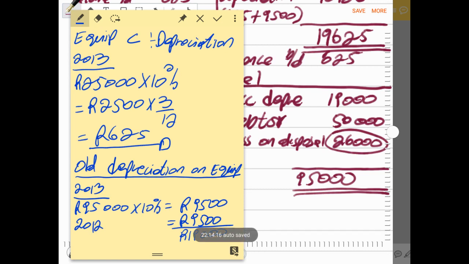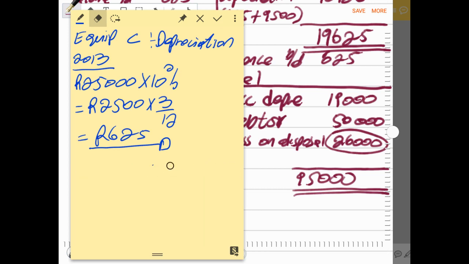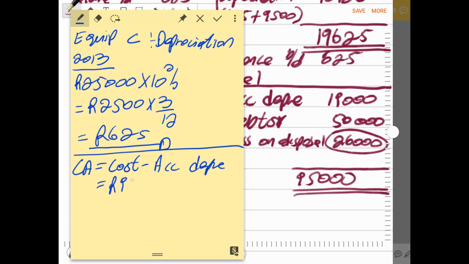So now in this case, we have to calculate our carrying amount. Just calculating the carrying amount of the old equipment that was disposed. So we say carrying amount is equal to cost minus accumulated depreciation. The cost of the disposed equipment is 95,000 rands minus 19,000 rands, the one that we have just calculated. That gives us 76,000 rands. So now this is the value of the equipment at the end of July in the year 2013.